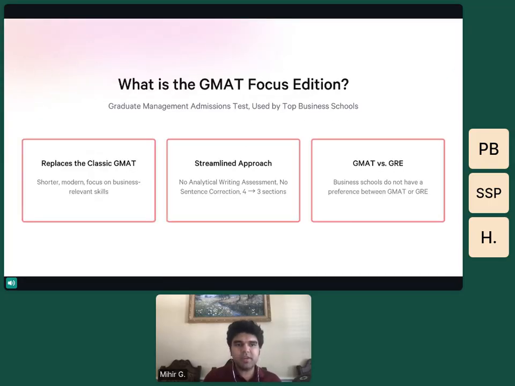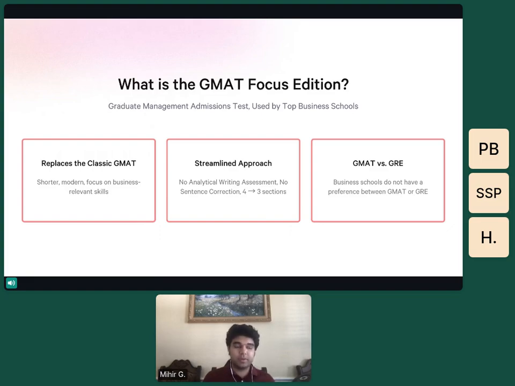The GMAT stands for the Graduate Management Admissions Test, and the new Focus Edition is what the FE stands for. It's used by top business schools in their MBA admissions process alongside the GRE. The new GMAT Focus Edition replaces the classic version of the old GMAT. It has been made shorter, more modern, and more focused on business relevant skills that are more indicative of your success in business school.